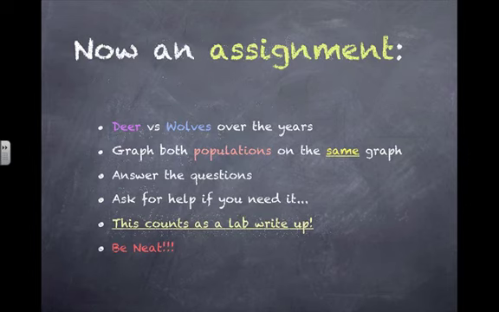Now, the assignment. You're to graph the number of deer versus the number of wolves over the years. Put both populations on the same graph. Answer the questions. If you get to the point of answering questions, you're probably working at close to a level 3+, maybe a level 4. Ask for help if you need it. Be neat.